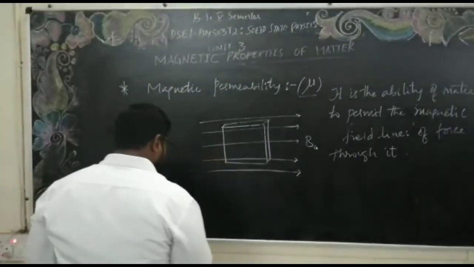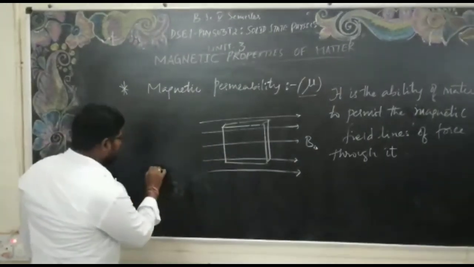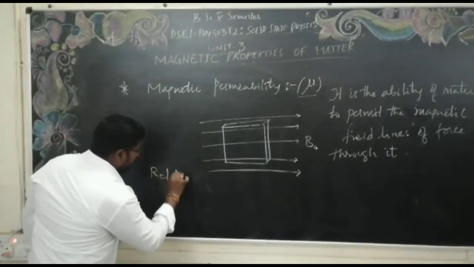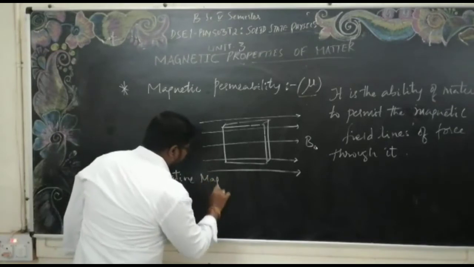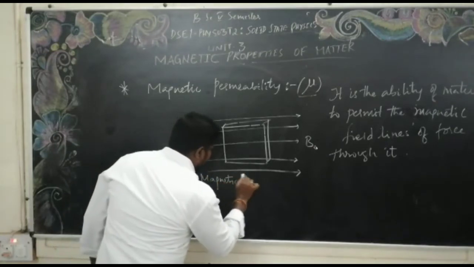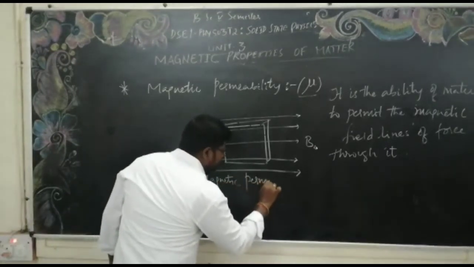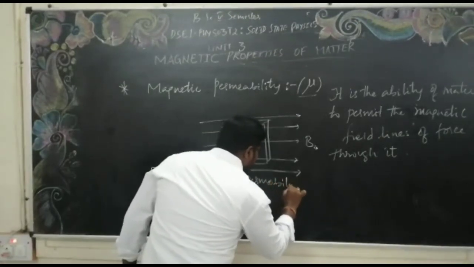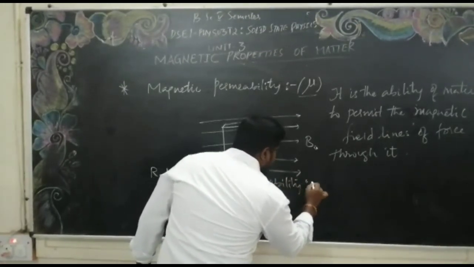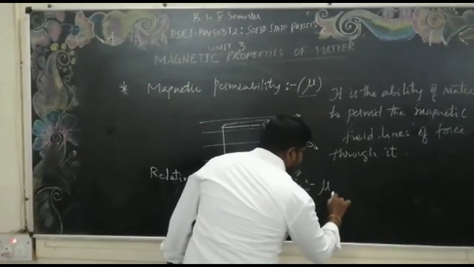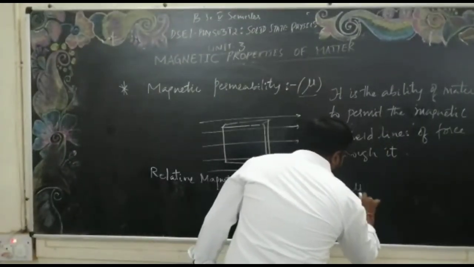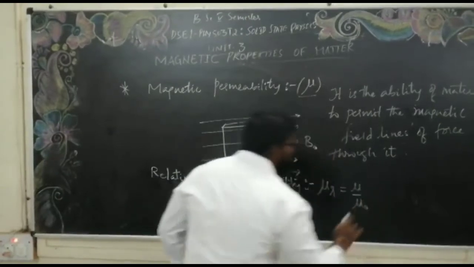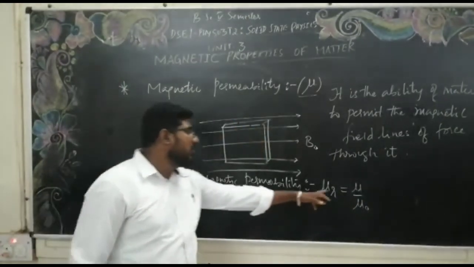Therefore, in this, some of the terms you get is the relative magnetic permeability. What do you mean by this? Relative permeability is generally given as mu by mu naught. The ratio of these is our relative permeability.